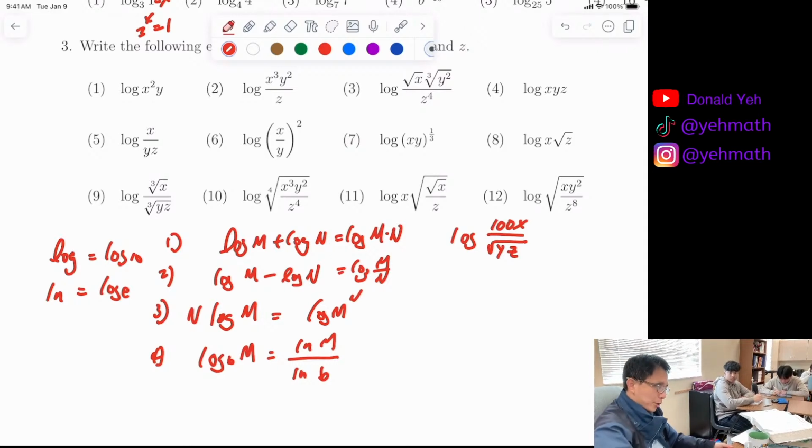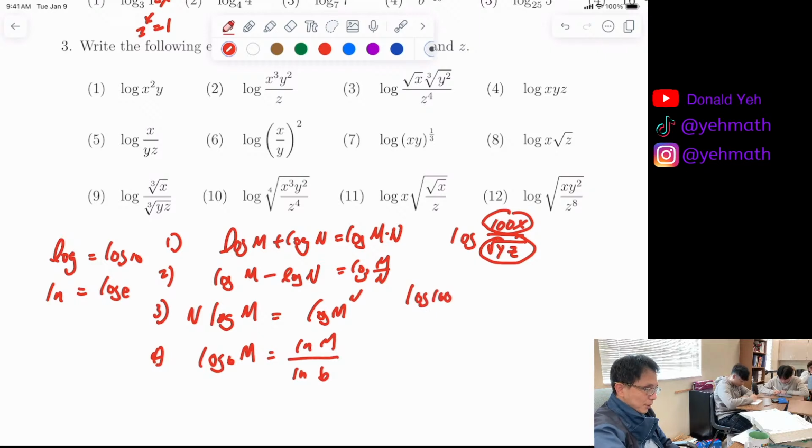First of all, there are two quantities divided by each other. Does that make sense? So that means I can use the second rule. So it'll be log of 100x minus log of square root yz. Does that make sense? I use the second rule. I expand them that way. I take it a step at a time. Usually I can do it in my head very quickly, but as soon as you get used to that, you're going to see it a lot easier.